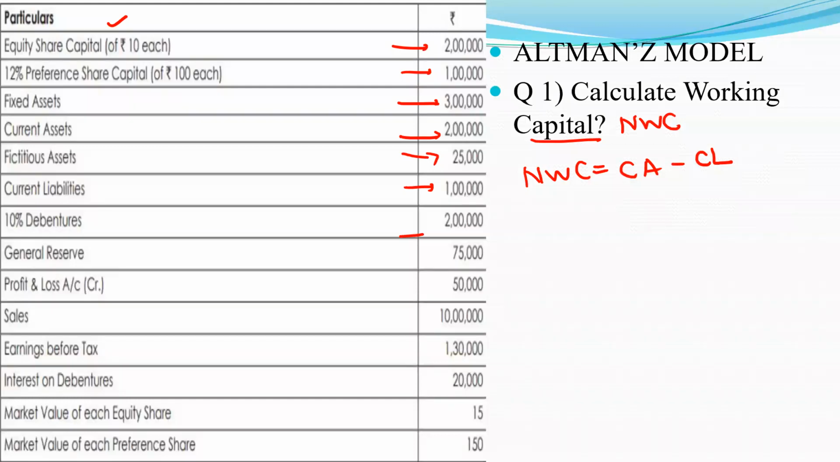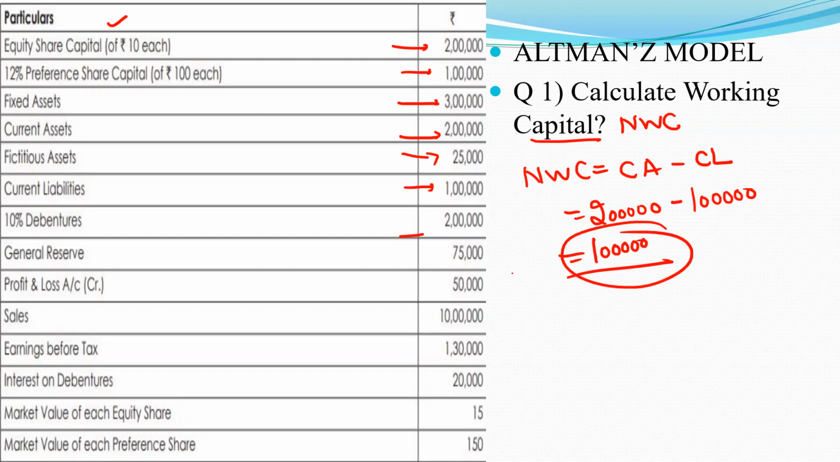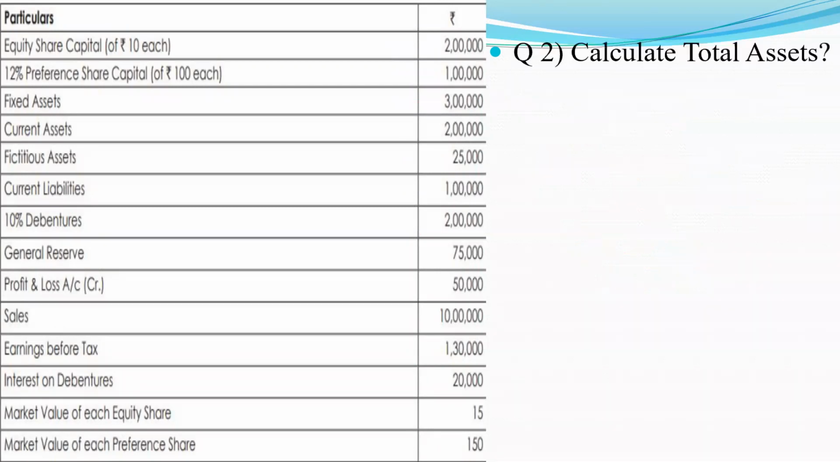Here the current asset is 2 lakh. Current liability is 1 lakh. Subtract it from that, so net working capital comes out to 1 lakh. Sometimes they will give these types of questions also. So net working capital is current asset minus current liability, that is 1 lakh. Now move towards the second question, that is calculate the total assets.